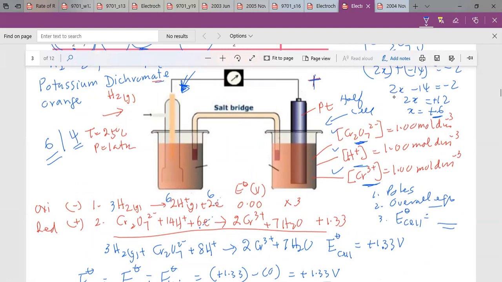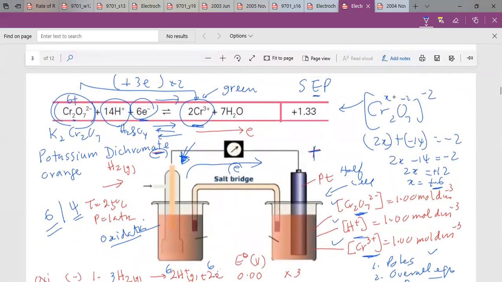And hydrogen is negative. So once you decide the poles already, you can talk about electron flow already. Negative means what? Source of electrons, like flow from here. So electrons will flow from here. That means here must undergo what? Oxidation. See?